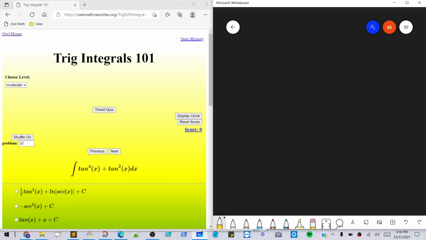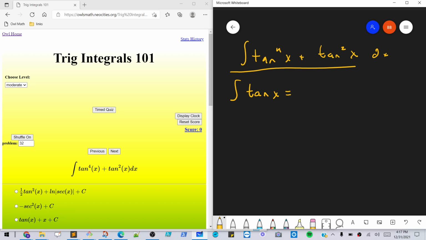So on the board we have this integral, tan to the fourth plus tan squared. And with this integral, what I find with the integrals of tangent is that you want to build up from just tan squared. So before I do this, I'm just going to look at what is the integral of tan x.